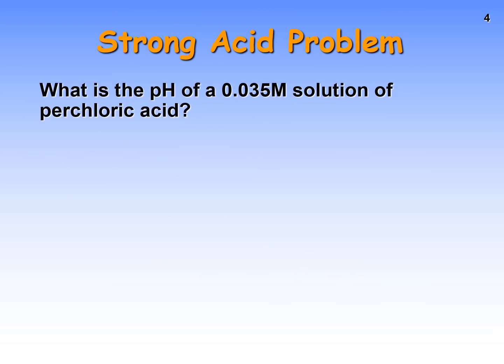So let's do a problem, right? What is the pH of a 0.035 molar solution of perchloric acid? So generally the first thing we have to ask ourselves, whenever we have a question about pH, is, what is the substance? In the case of perchloric acid, HClO4 is a strong acid.